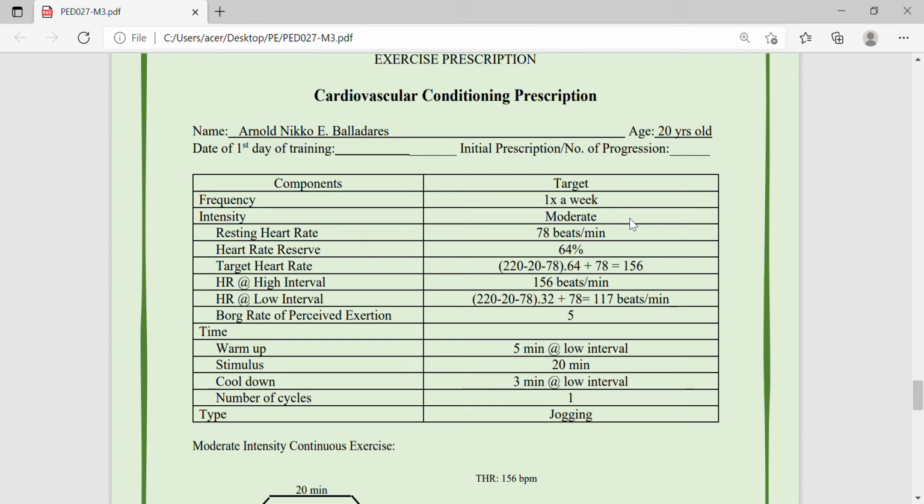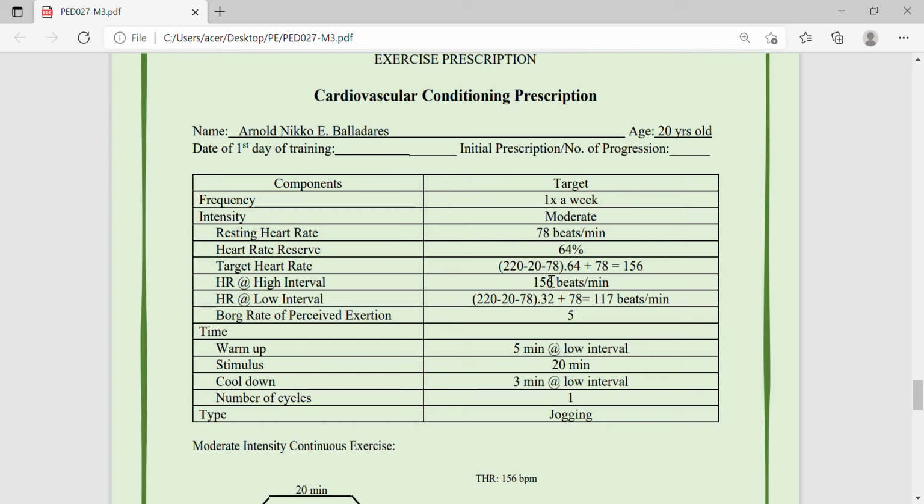About the client's heart rate, his resting heart rate is 78 beats per minute. His heart rate reserve is 64%. This is based on my chosen intensity for this exercise. His target heart rate would be 156 beats per minute. We can get this by subtracting your age from the constant 220.